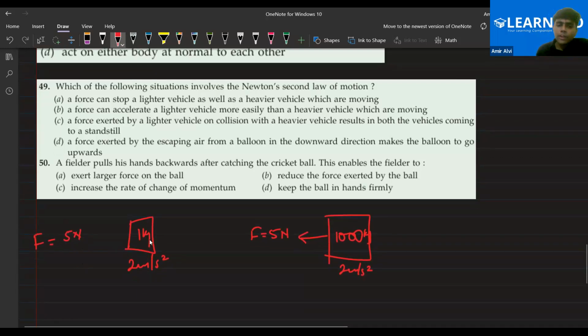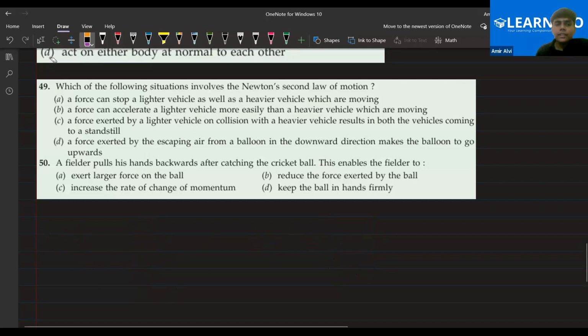Now tell me, this one is 5 Newton. So this force would be 2 Newton, which the lighter mass is producing, because mass into acceleration is 2. And this is 2000 Newton. Now see, is it possible that this force can stop this vehicle? I know 5 Newton is greater than 2 Newton, but this force is not able to stop the heavy vehicle, right? So it depends on the mass of the vehicle and the magnitude of the force that you are applying on the vehicle to stop it. So the first option is not matching according to the second law.